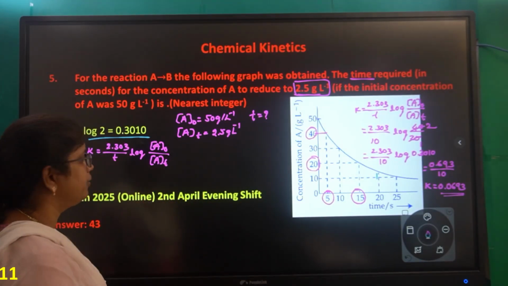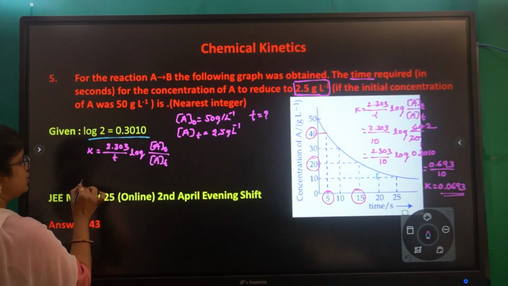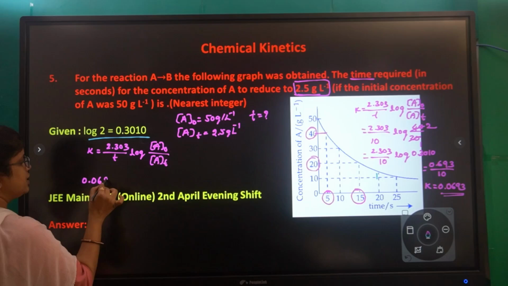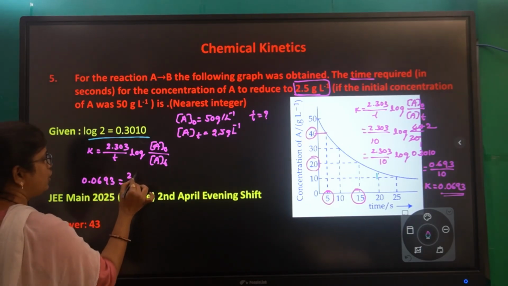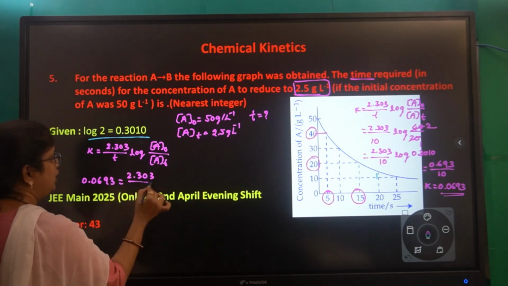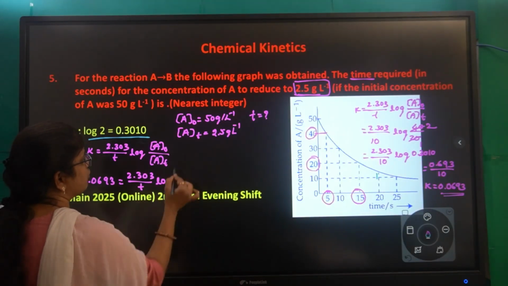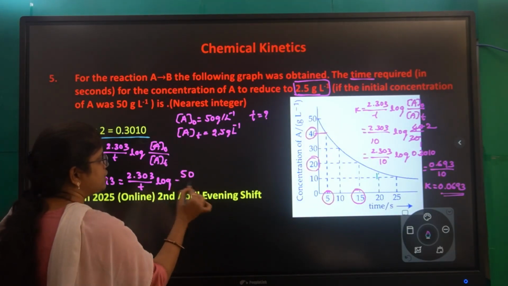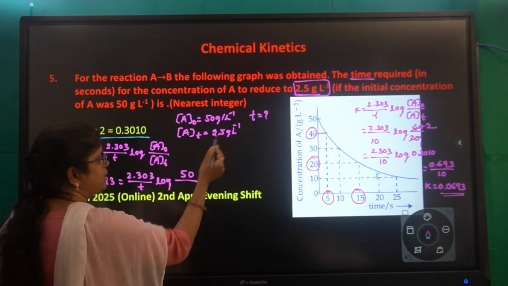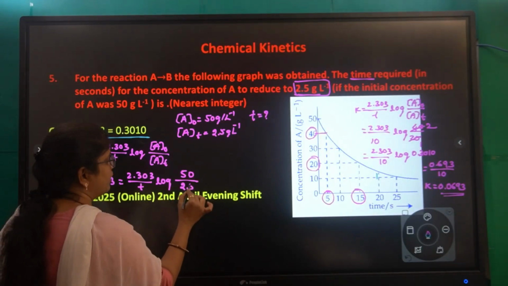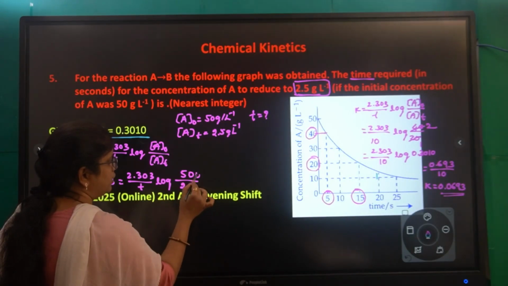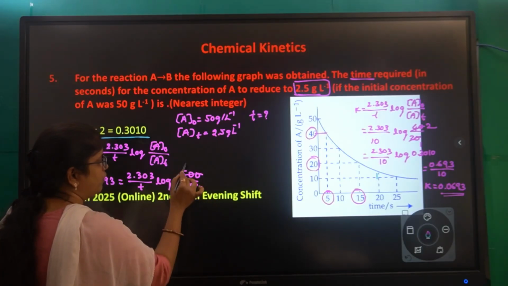Now substitute here. Then what will you get? 0.0693 is equal to 2.303 by T log concentration of A0 is equal to how much? 50, the initial concentration. At time t is equal to how much? 2.5, right? So 50 by 2.5.